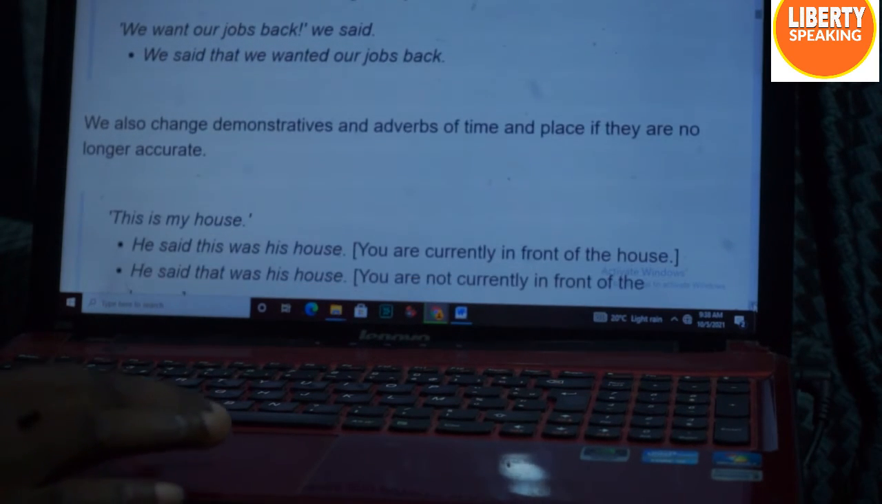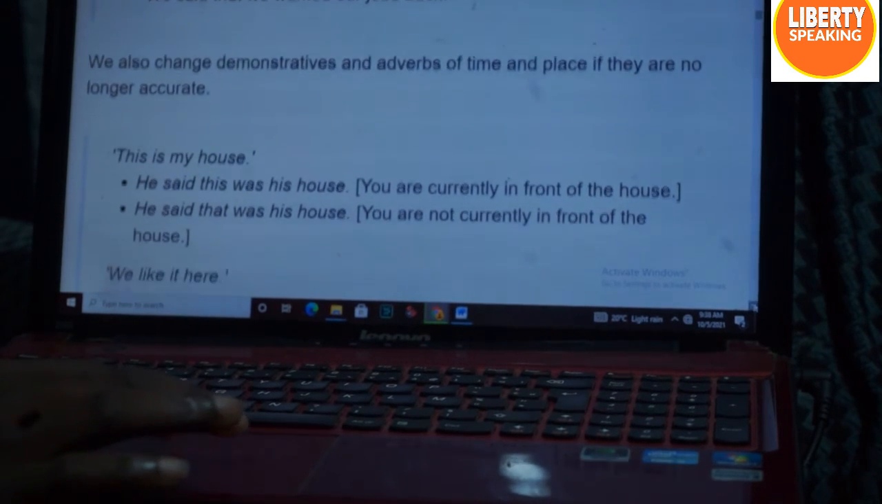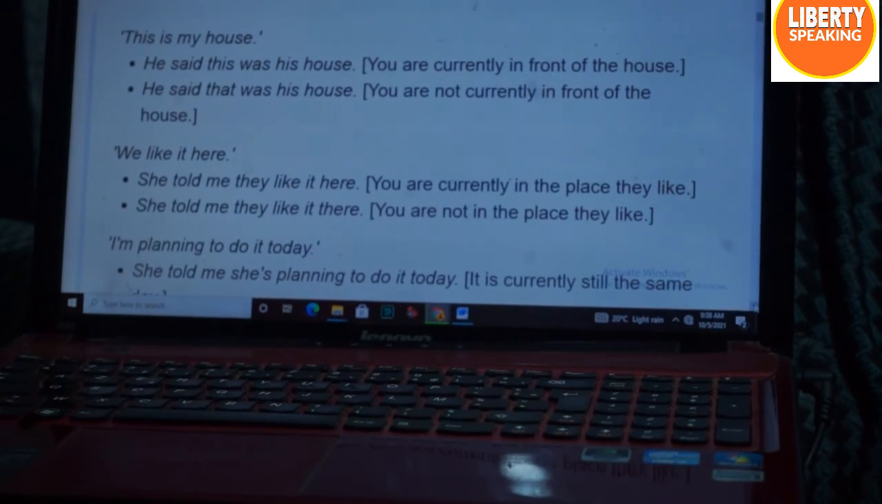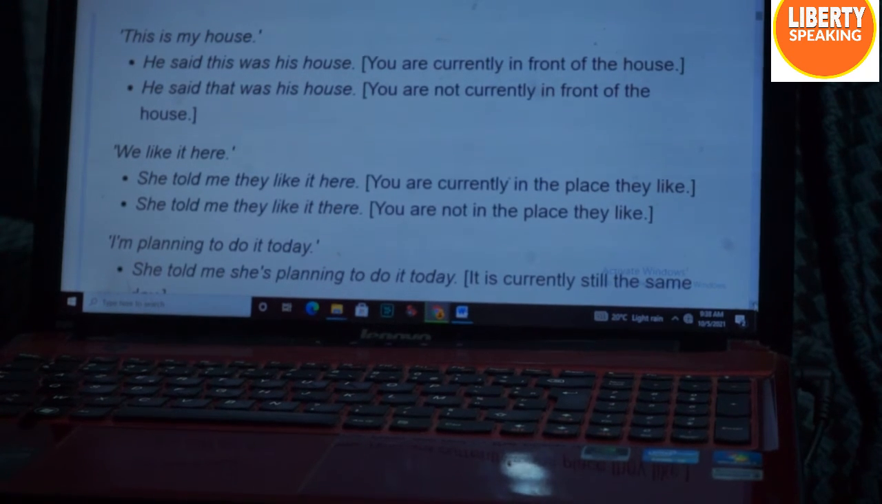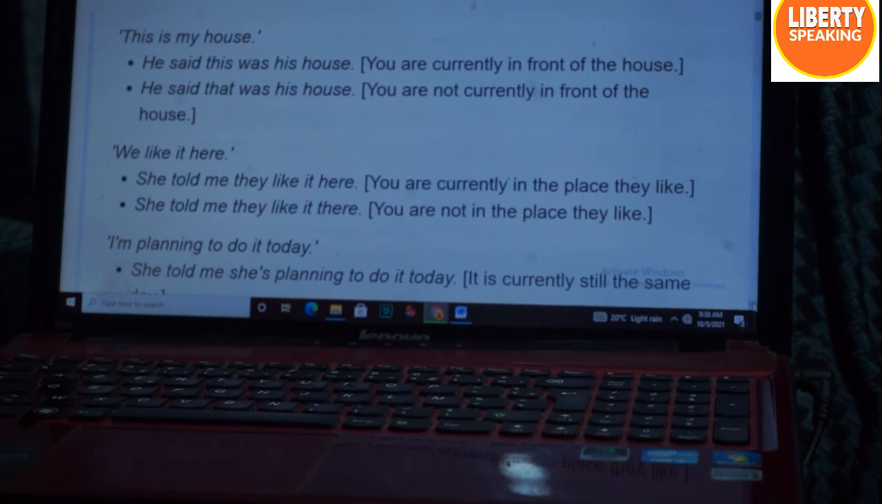We also change demonstratives and adverbs of time and place if they are no longer accurate. This is my house. He said this was his house. You are currently in front of the house. When you are in front of the house that was pointed out, you can use this way. This is my house. You are pointing out the house. Secondly, he said that was his house. So you use this sentence when you are not currently in front of the house.